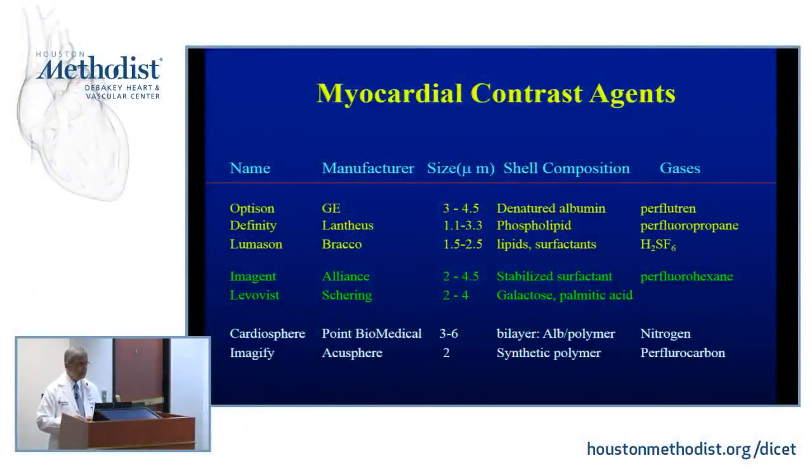And this is a summary. First one is Optison, then Definity, and then Lumason as of recently. And as you could see, the size of the microbubbles is between 1 and maybe 4 microns on average. The shell composition is denatured albumin, phospholipid or lipids, and surfactants. And the gases are usually perfluorocarbons, high molecular weight.